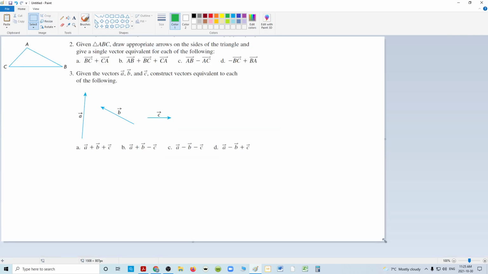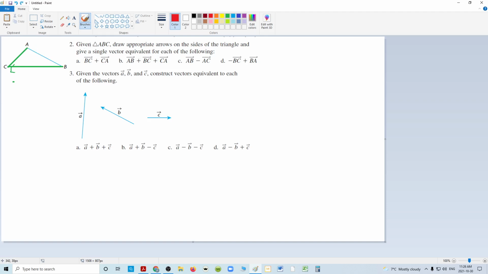Okay, so given this triangle on the left, draw the appropriate arrows on each side of the triangle to give a single vector when you add BC. So BC would be this direction with CA, and CA would be this direction, which means the resulting vector is simply B to A because it was this direction and this direction. Whenever they put the BC, that's the direction you're going. You're going from B to C. And so that means your resulting line is this one here, which is simply BA. So you would draw it like that, and you would put an arrow like that, because you started here and ended there.